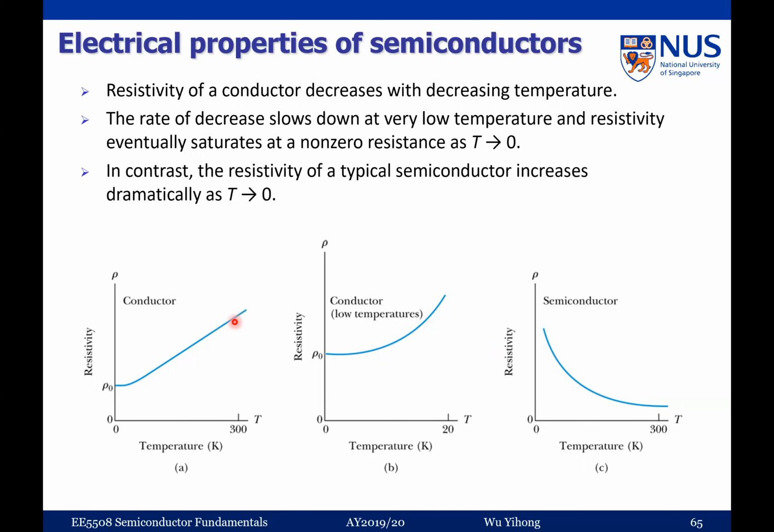When you reduce the temperature to a very low temperature, the scattering is mainly from electron scattering with defects. So eventually you can see that you have a finite value. Resistivity will decrease with temperature, but it won't approach zero, right?